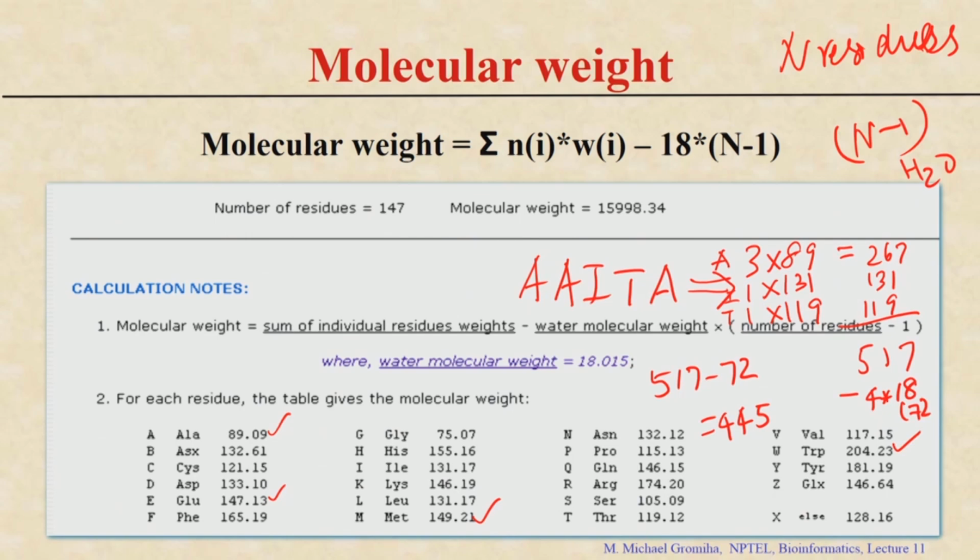If you have the occurrence, you can use the occurrence to get n of I, and multiply it with the weight for each residue, W of I. So, this will give you the full sequence. When forming the sequence, you will eliminate n minus 1 water molecules. So, you subtract 18 into n minus 1, where 18 is the molecular weight for water, and then we get the molecular weight of that particular protein, fine.